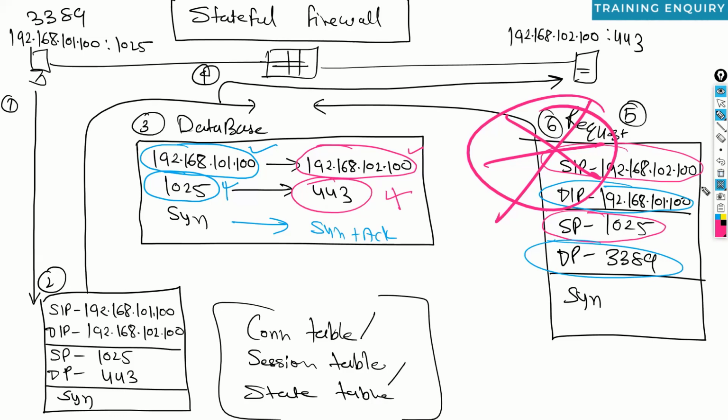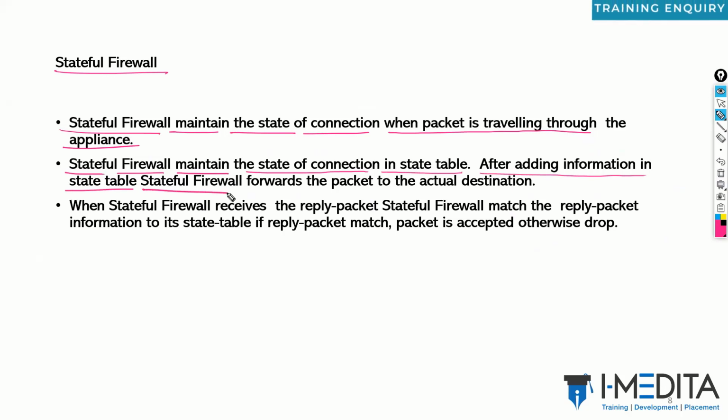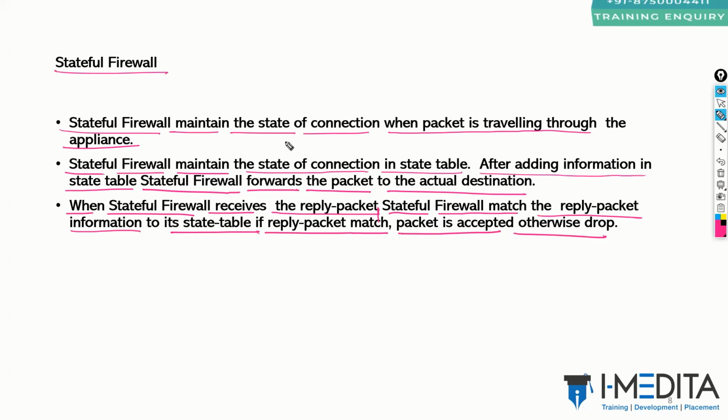So this thing is done by the stateful firewall. The same thing is mentioned here about what a stateful firewall does. A stateful firewall maintains the state of a connection when a packet is traveling through the firewall or appliance. It maintains the state of the connection in the state table. After adding information in the state table, the stateful firewall forwards the packet to the actual destination. When it receives a reply packet, it matches the reply packet information to its table. If the reply packet matches, the packet is accepted, otherwise the packet is dropped.